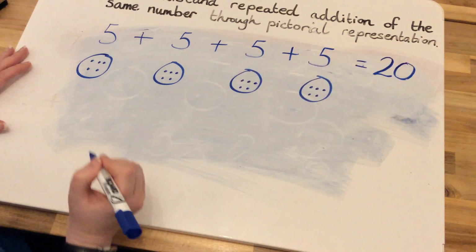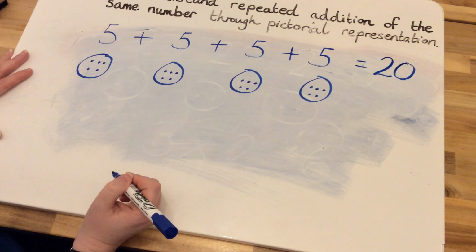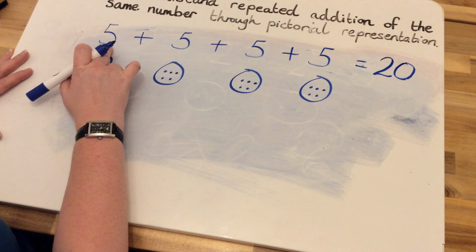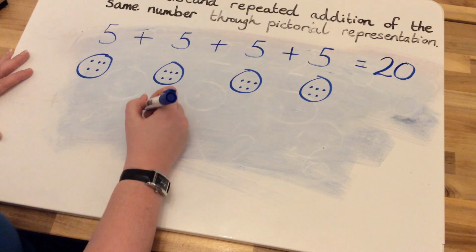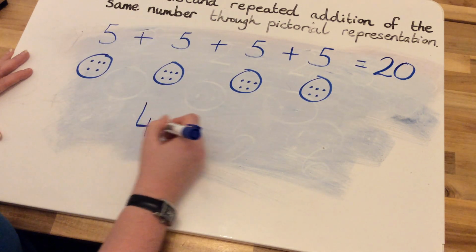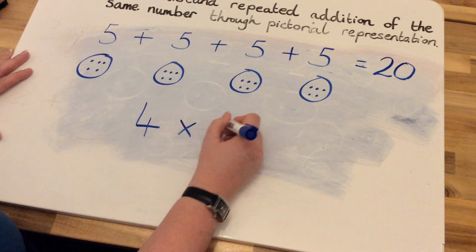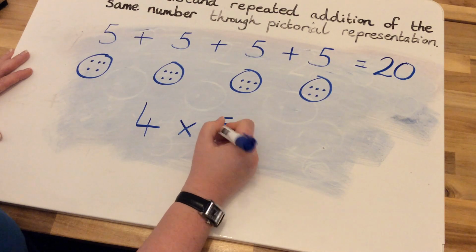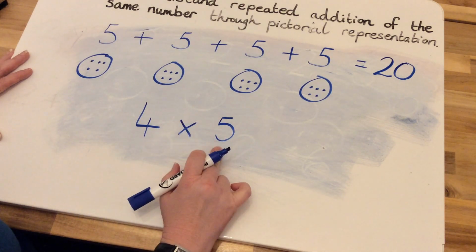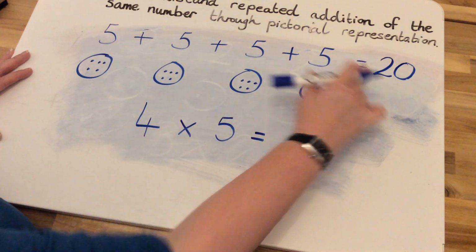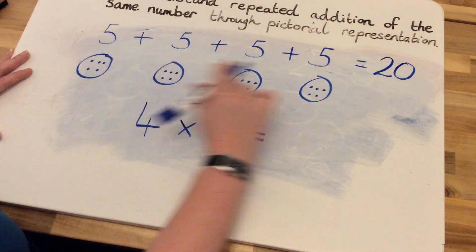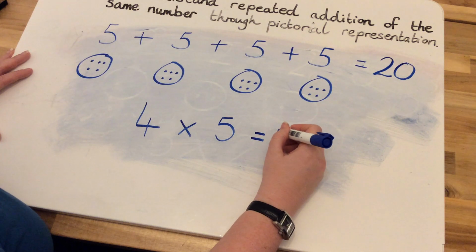And then I'm just going to think for a moment about my multiplication sign. So how many groups of 5 have I got? 1, 2, 3, 4. So I've got 4 lots of 5, or 4 times 5. And we know, because we've just worked it out, that 4 times 5 makes 20.